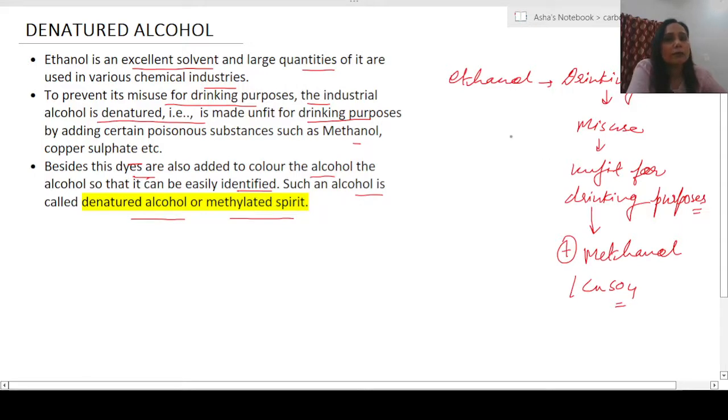So basically ethanol is made unfit for drinking so that its misuse can be prevented, because in the chemical industries it is widely used as a solvent and they need it in large amounts. There it is made unfit for drinking by adding poisonous materials like copper sulfate or methanol, and thus we can prevent its misuse, and it can be used in a correct way there.